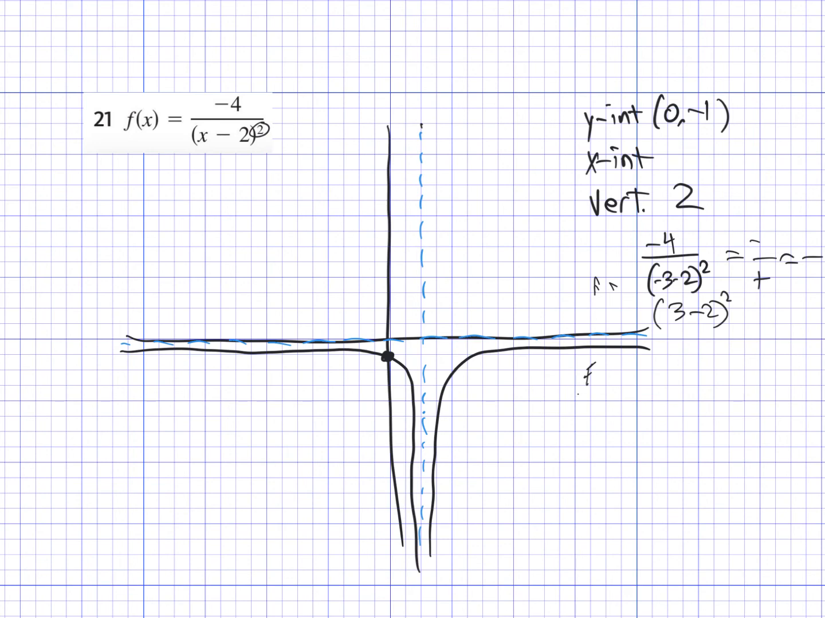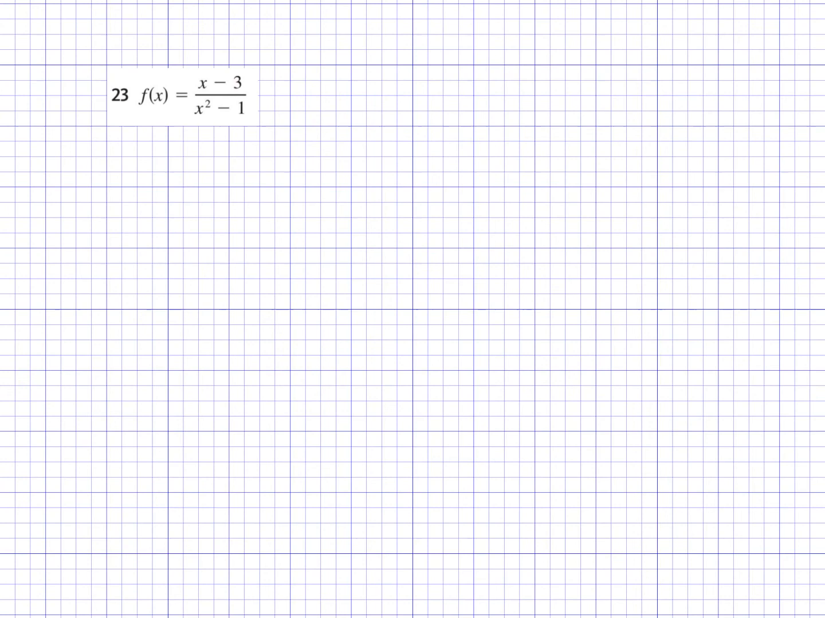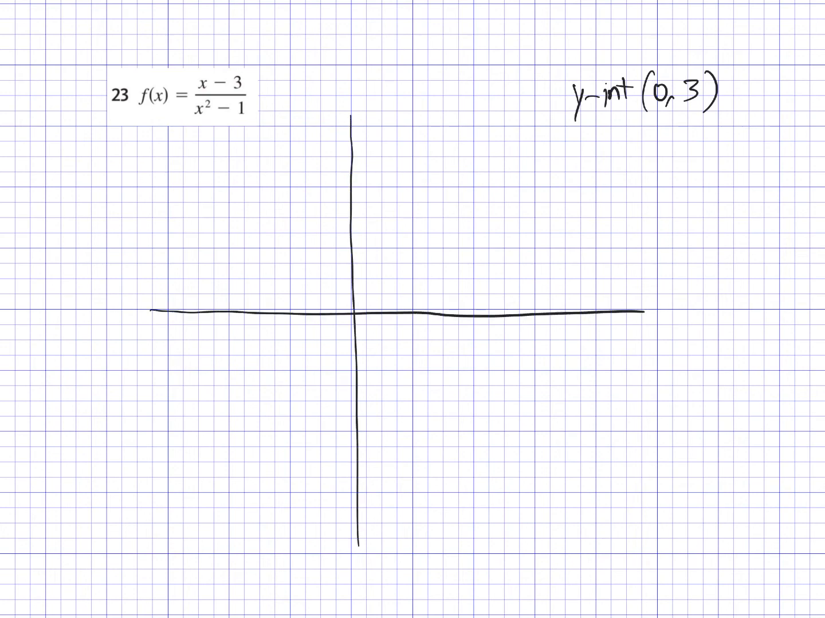Let's go on to the next. Okay. We'll just start with everything in general the way we do. Y-intercept. When x is 0, I get negative 3 over negative 1 or 3. All right, so let's plot that. And this is how you're going to do it from now on. All right, 0, 3. And the x-intercept, set your numerator equal to 0, or your zeros of your numerator would be 3.